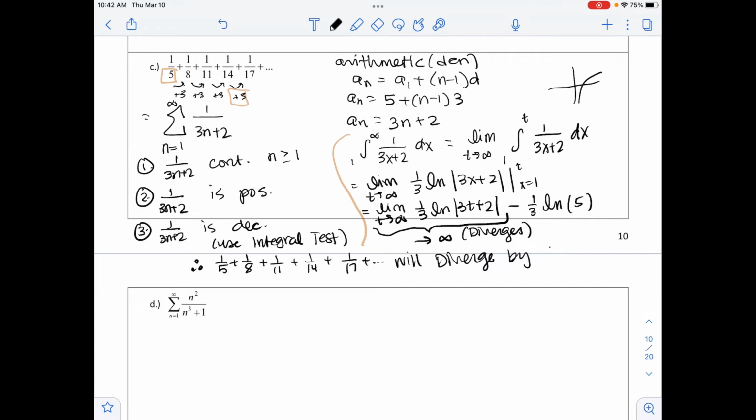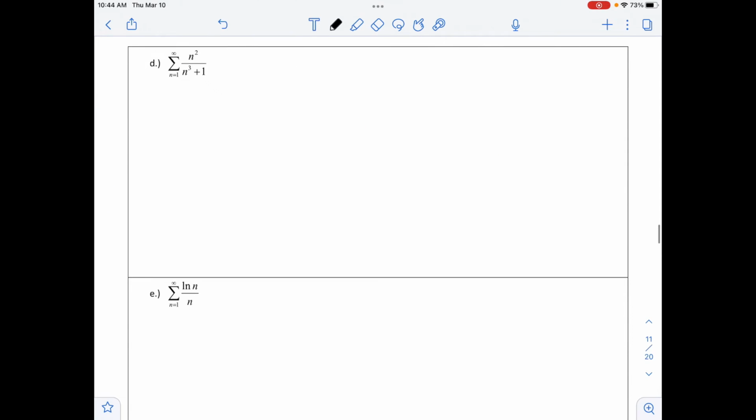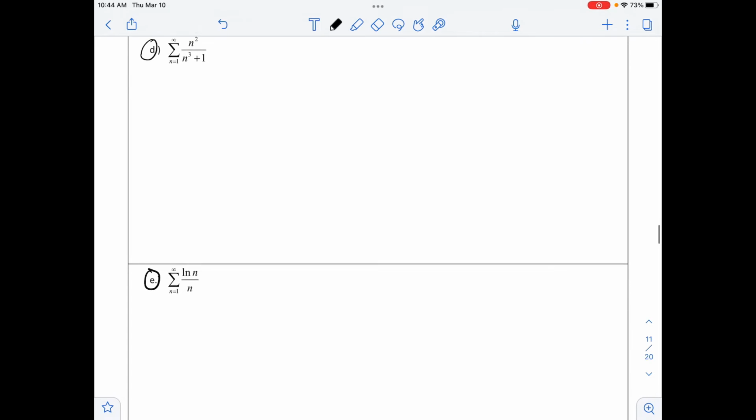And this is by the integral test. And so again, the integral test states that if that improper integral diverges, which in this case it did, we can say that that sum, or our series, is also going to be divergent. And again, this is stated by the integral test. So we have 2 more examples on the next page, and I'm going to go ahead and circle both of those, and we'll work on those 2 together in class.